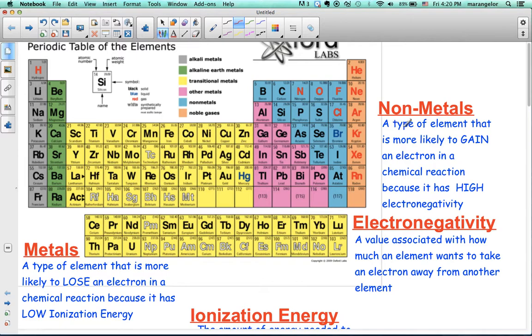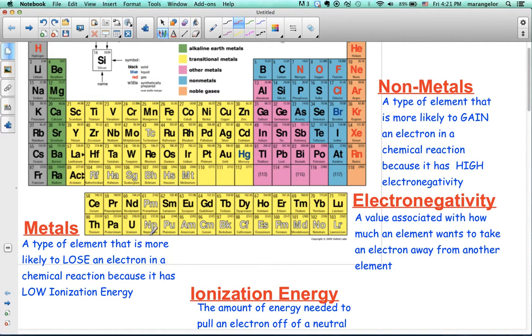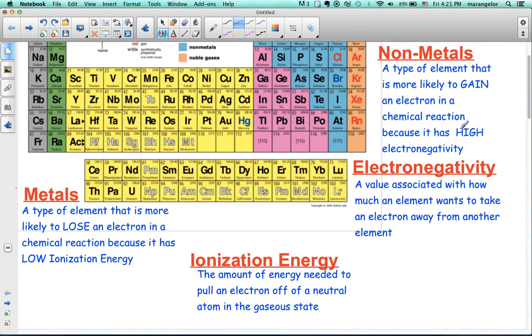The definition I'm going to give to you is that a nonmetal is a type of element that is more likely to gain an electron in a chemical reaction because it has high electronegativity. And a metal is a type of element that is more likely to lose an electron in a chemical reaction because it has low ionization energy. So let's get into these two definitions, electronegativity and ionization energy.